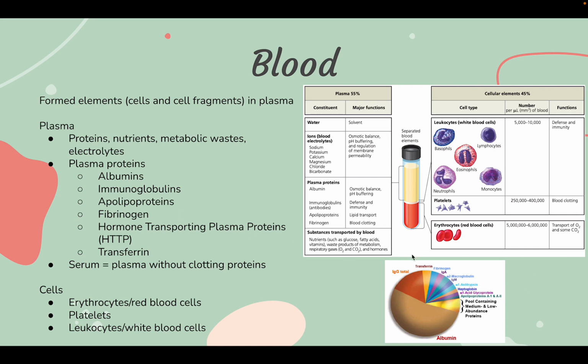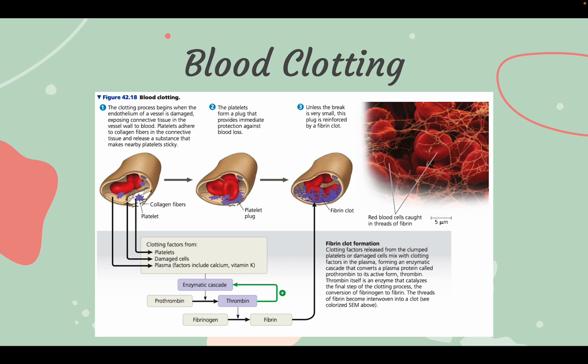Here's a picture with a few more. And then there's serum, which is just plasma without clotting proteins. Don't get these two mixed up. And then we have cells. There's erythrocytes or red blood cells. There's platelets, which help with blood clotting. And then there's leukocytes or white blood cells. So yeah. All right, now let's talk about blood clotting.